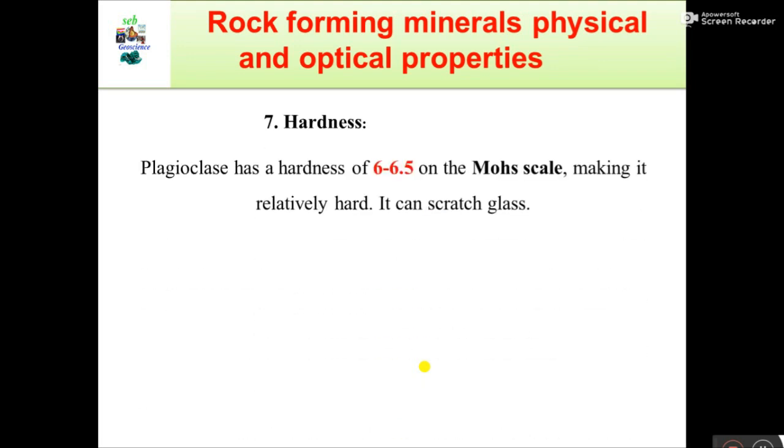Hardness in the Mohs scale: the hardness of plagioclase is 6 on the Mohs scale. This is checked using a streak plate. Most of the plagioclase group is 6 to 6.5. This is the basic criteria, the diagnostic feature for plagioclase: hardness, 6 to 6.5 on the Mohs hardness scale.